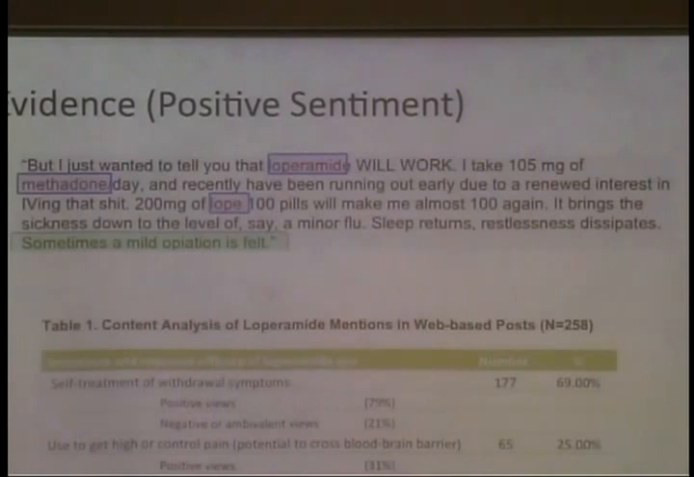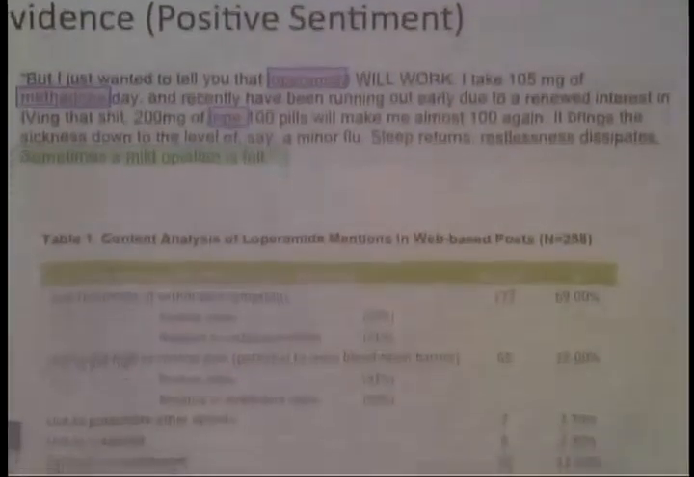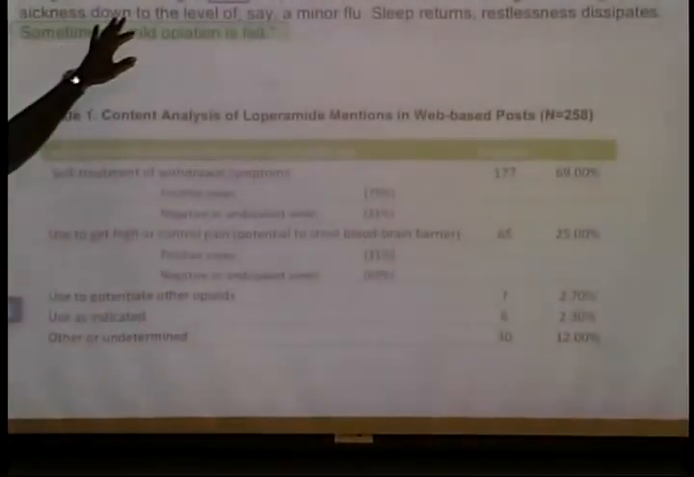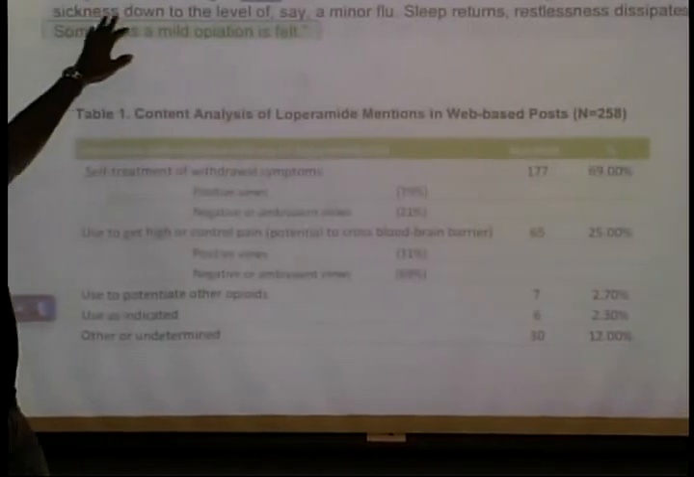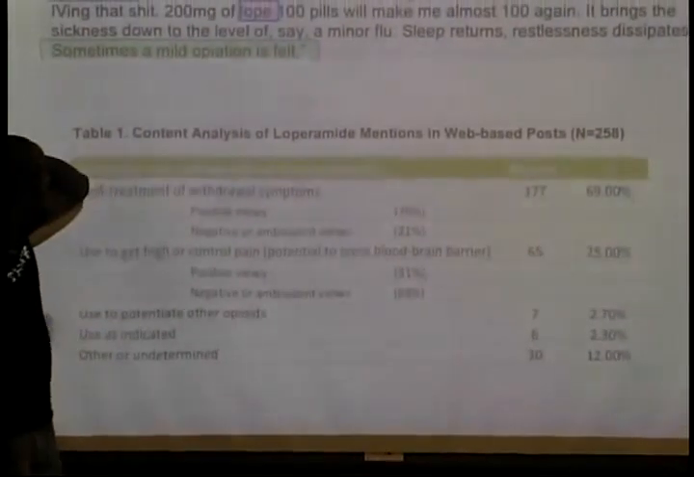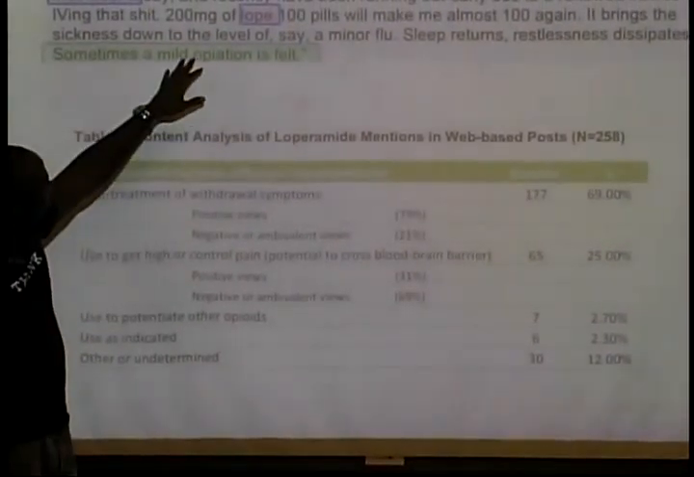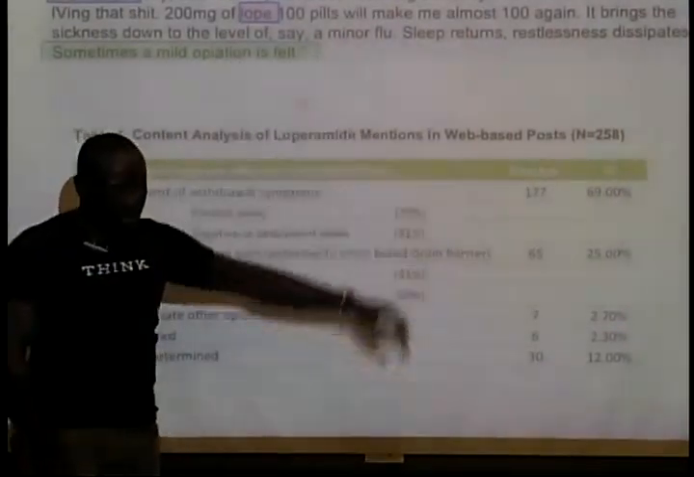So she's been taking that out of him. He's losing interest in doing that. He says, well, he wants to start. He wants to shoot up, right? And 200 milligrams of loperamide will make him almost 100% again.